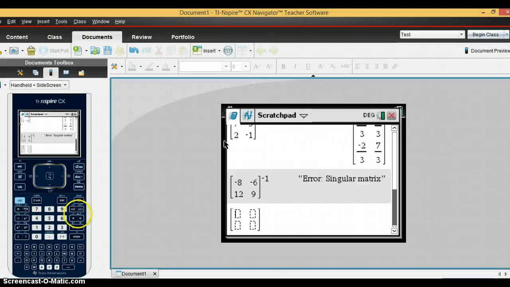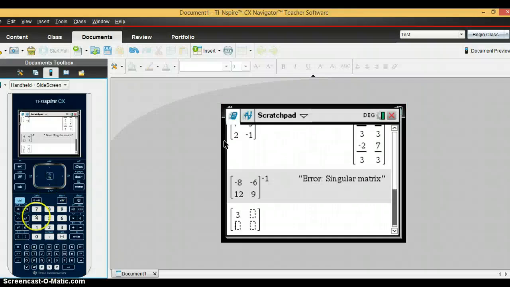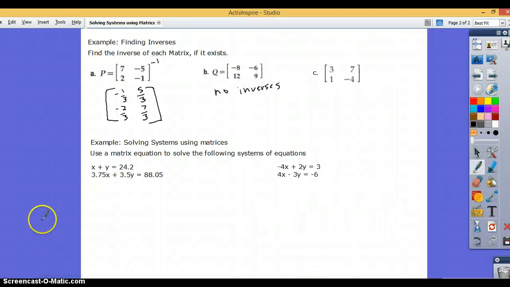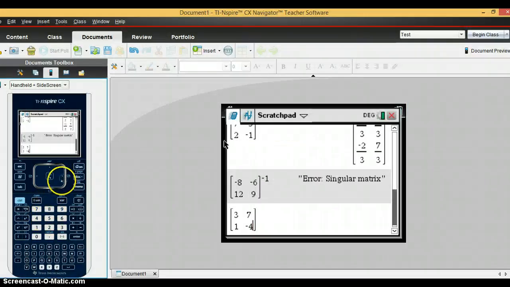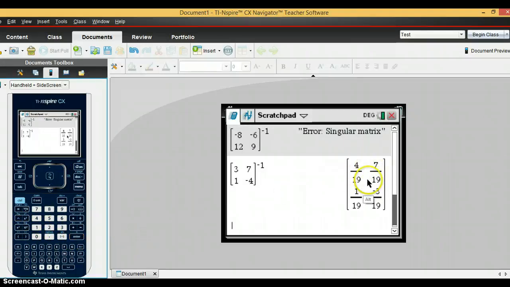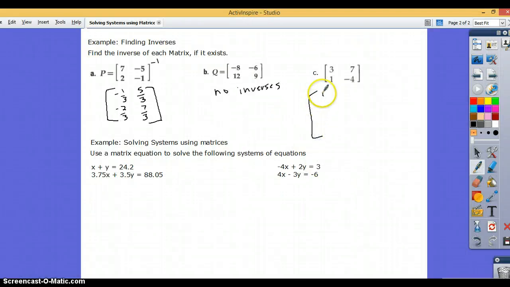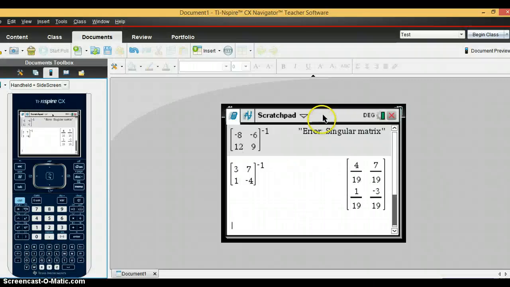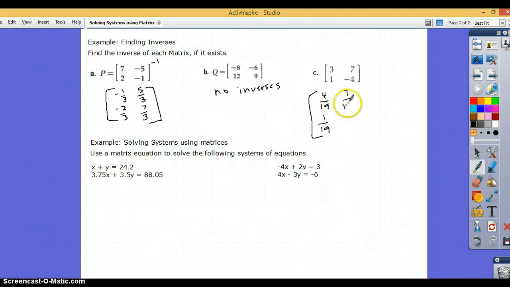Again, we're dealing with a 2 by 2. So we have 3, 1, up here's 7, and down here's negative 4. Let's get out of our matrix, raise it to a negative 1, and when we do, we get this. So we get 4/19, 1/19, 7/19, and negative 3/19.